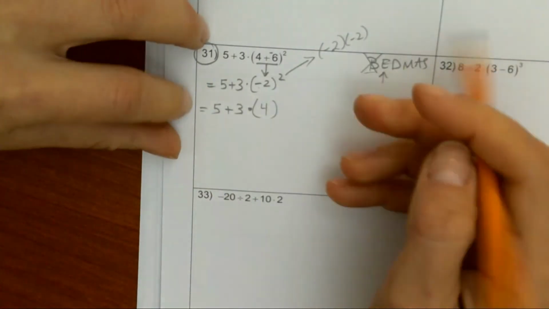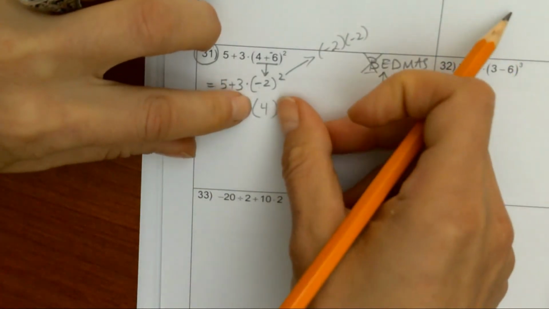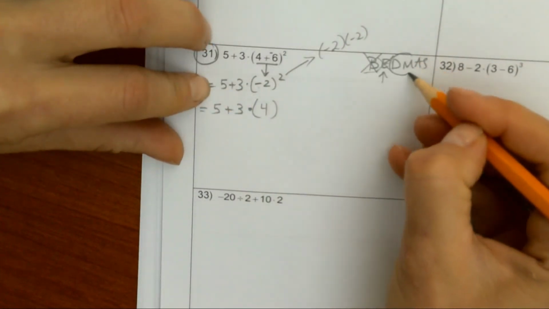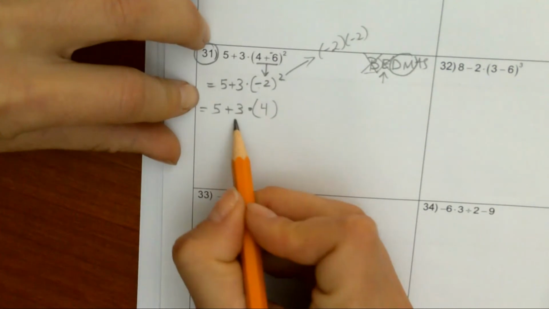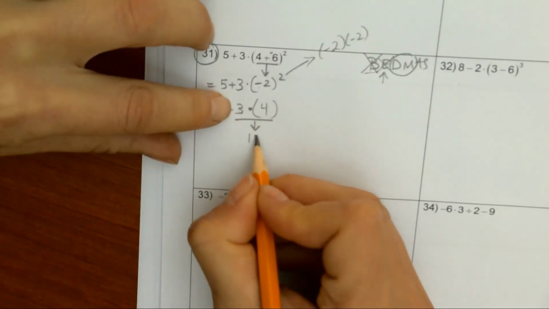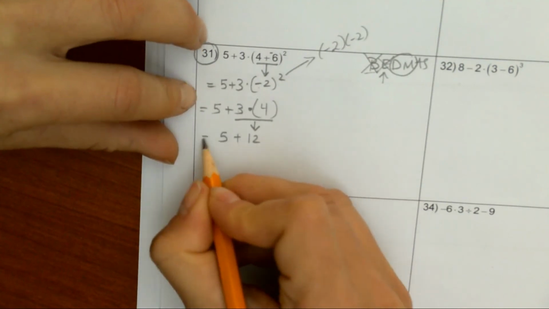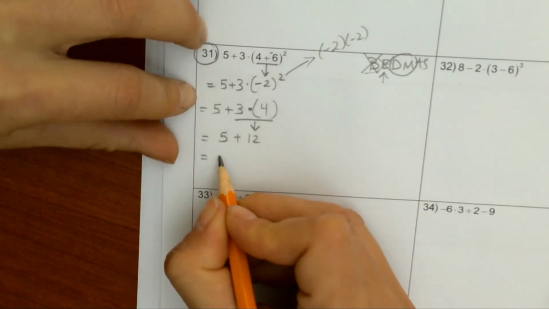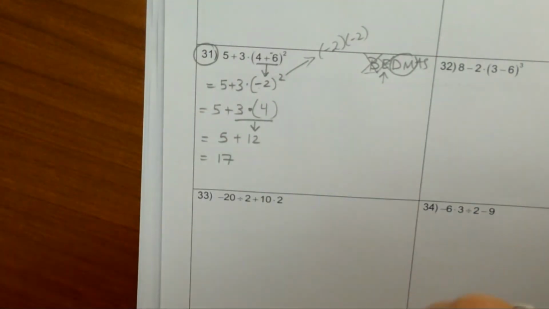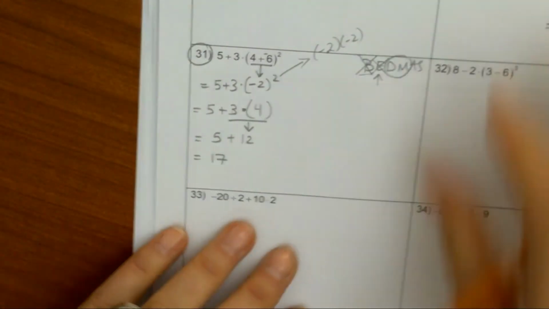So I still have brackets, but nothing to do on the inside. I don't have exponents anymore. Do I have divide, multiply? Yes, here's a multiply. So I'm going to do that one next. 3 times 4 is 12. And 5 plus 12 is 17. Okay, so now let's do the next page.